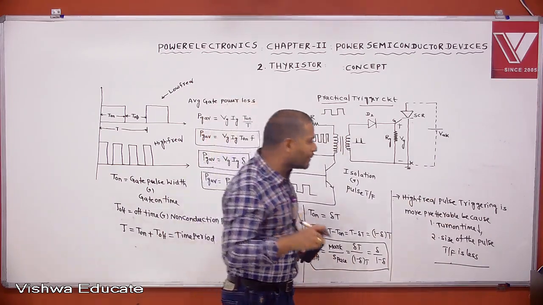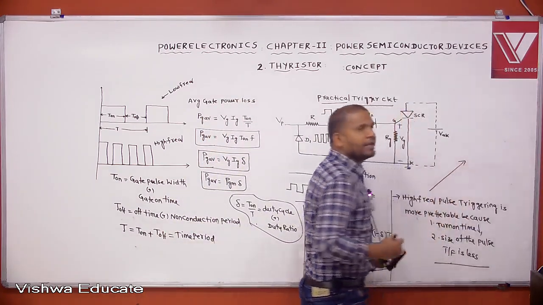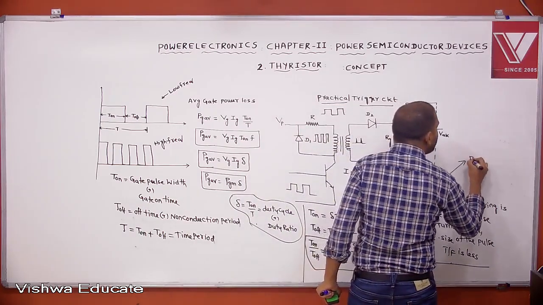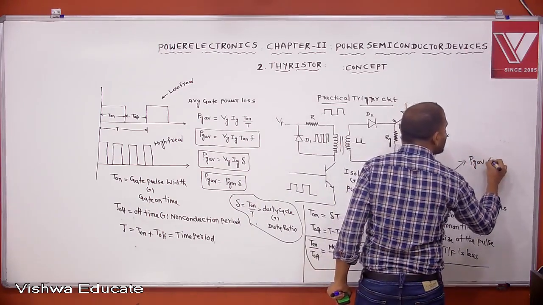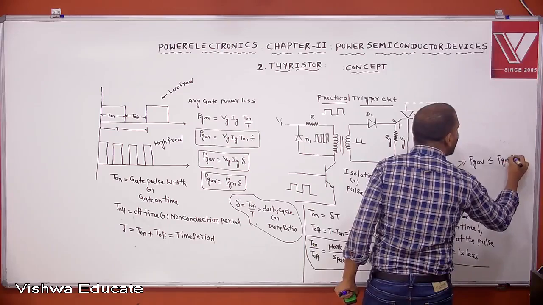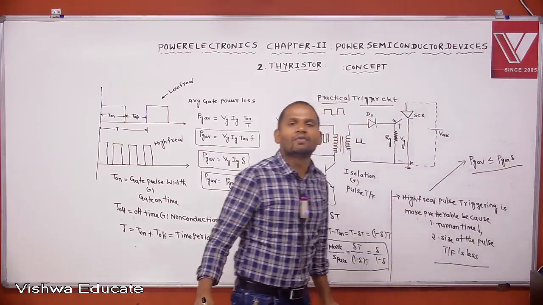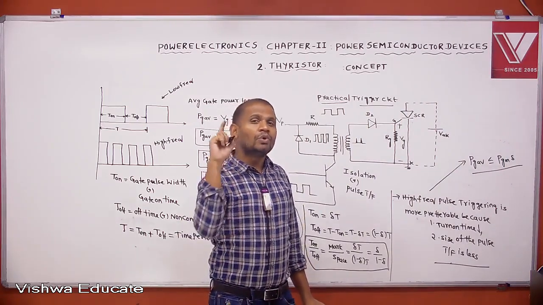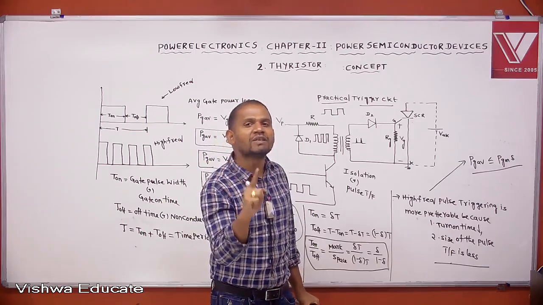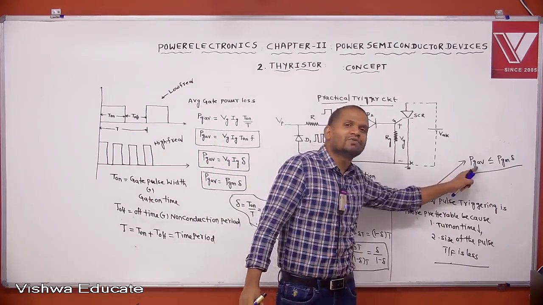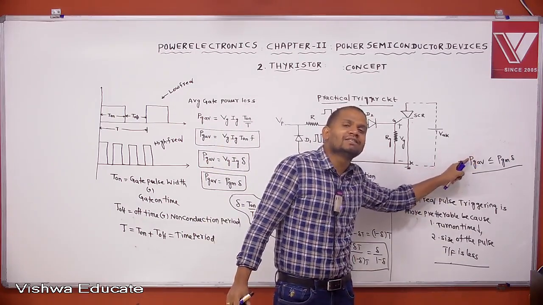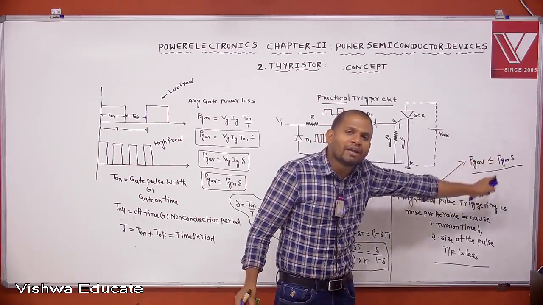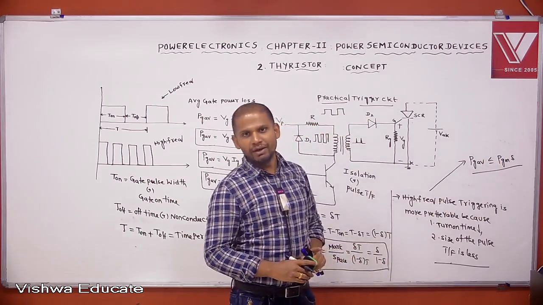But a point to remember: during high frequency pulse triggering, to avoid damage to the gate terminal, always PGAV, the average gate power loss, must be less than or equal to PGM into delta. This condition must be satisfied. Otherwise, because of high power loss, the gate terminal may be damaged. During high frequency pulse triggering, whatever average power loss exists during triggering must be equal to or less than PGM into delta.